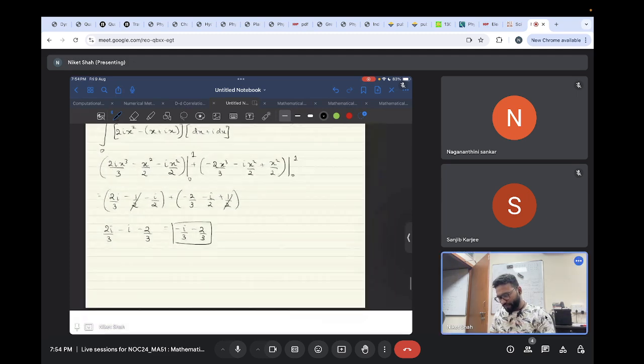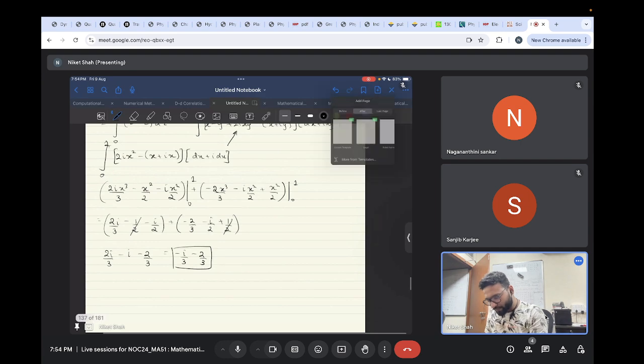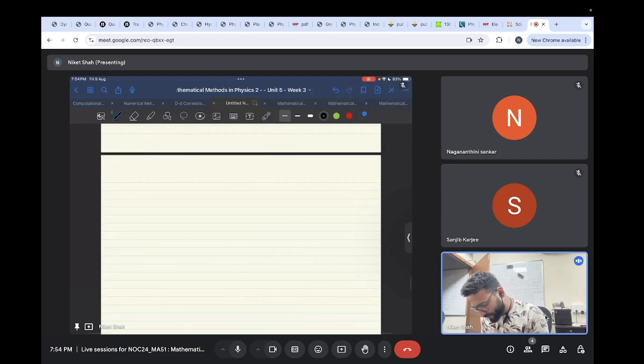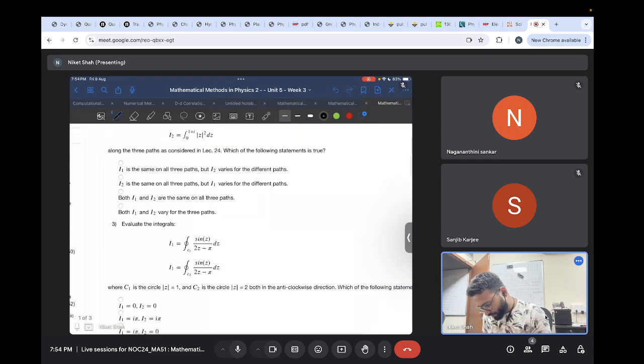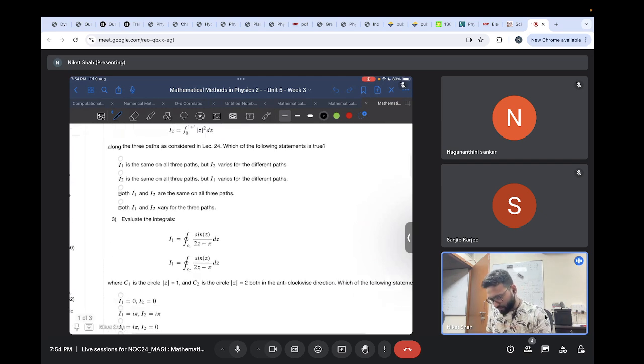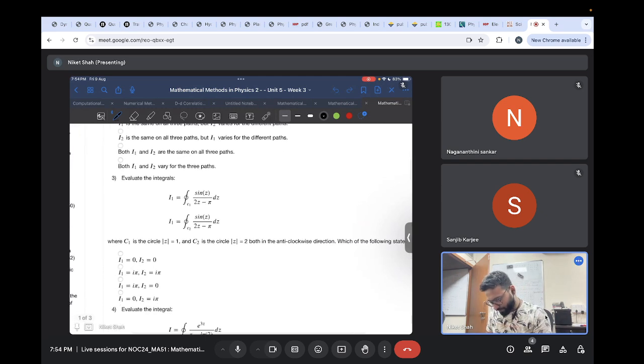So this is done. Question 2, you can solve the remaining part and choose the appropriate option. Now we'll move on to question 3. In question 2, you have to solve for both the integrals and choose one of the correct options. So yeah, you can do that now.